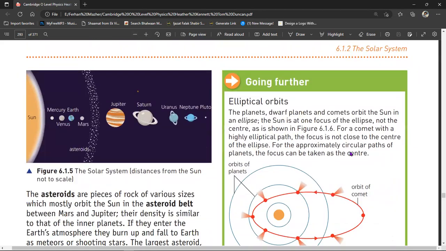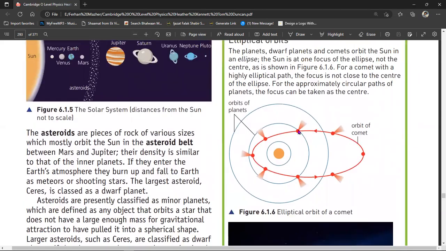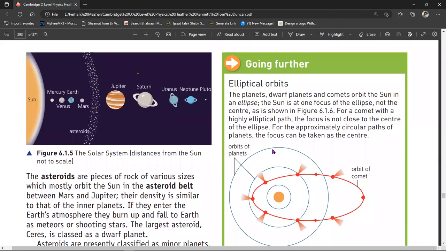So this is elliptical, and I have done a video today on the elliptical shape. This is the focus of the elliptical. Here will be the center of the elliptical, and you can see the orbit of the comet is in the shape of an ellipse. The sun is at this focus of this ellipse. So this is the elliptical orbit of a comet.